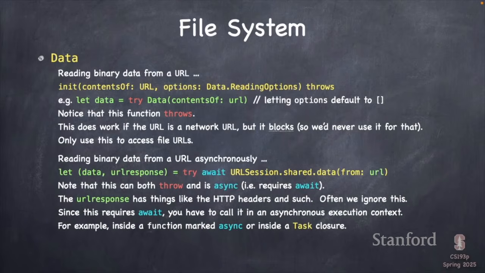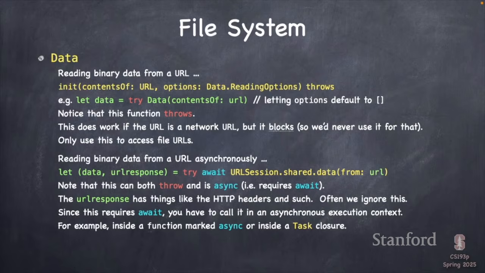Here's an async way to get the contents of a file as data, which is URLSession.shared.data from URL. You see the yellow part of this down here. And this is great. It goes out even if it's an HTTP URL, and it gets that data and brings it back to you and gives it to you as a blob of data. But you can see that it is async, so you have to do await, which means you can't execute it in a normal execution environment. You need to be in an asynchronous execution environment, which means you need to be in a function that's marked async or in a task closure, as we've talked about.